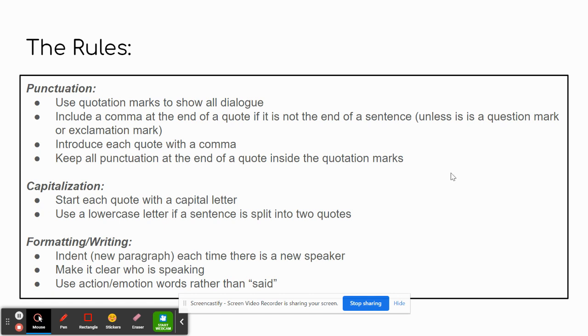And then use action and emotion words rather than just saying said. I'm not saying that you can't use the word said, but if you do, make sure that you also include action and emotion words. So here's all of that in play.